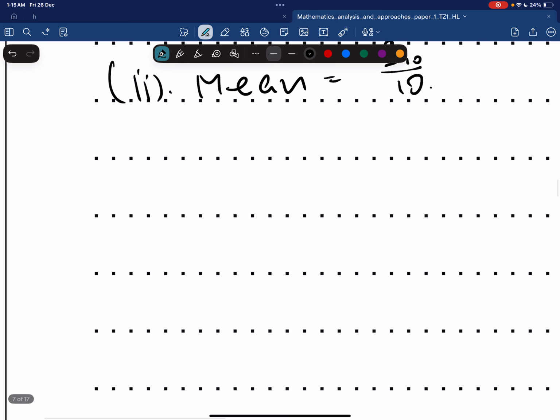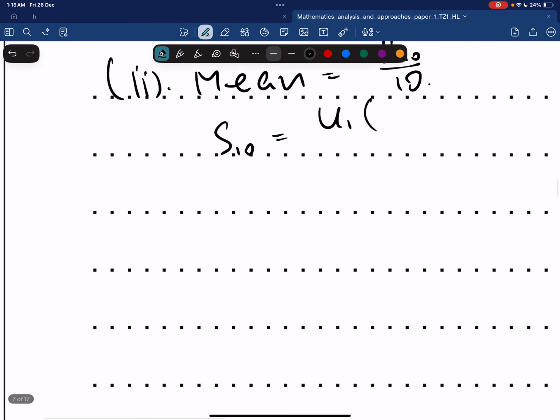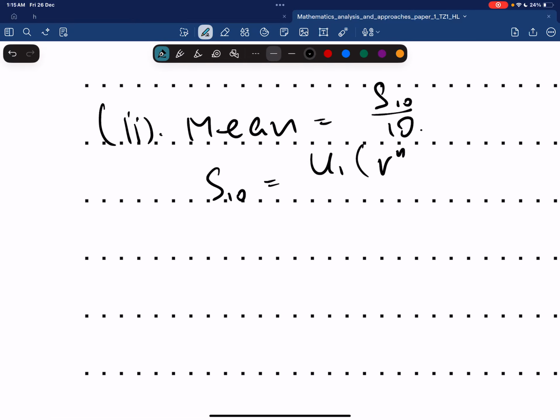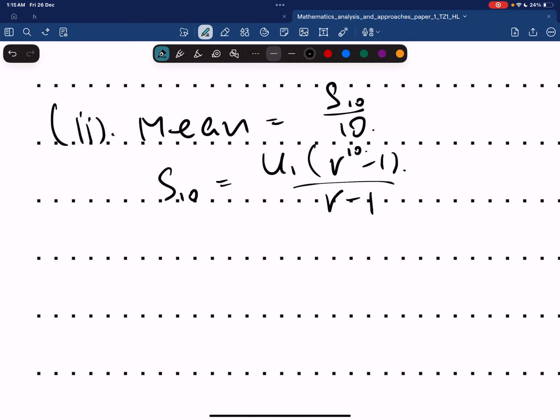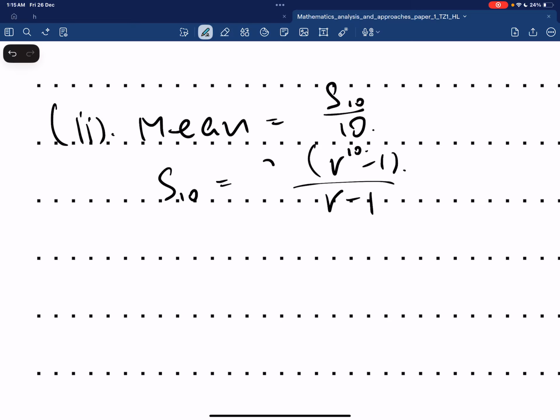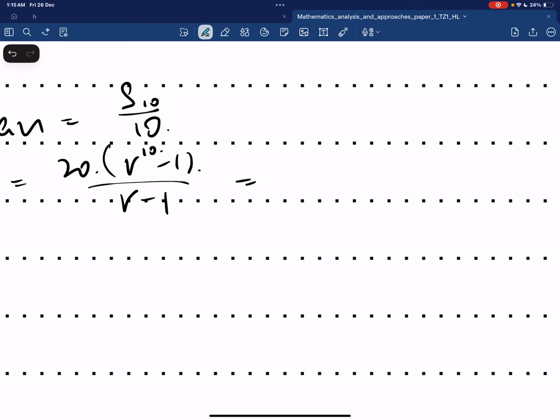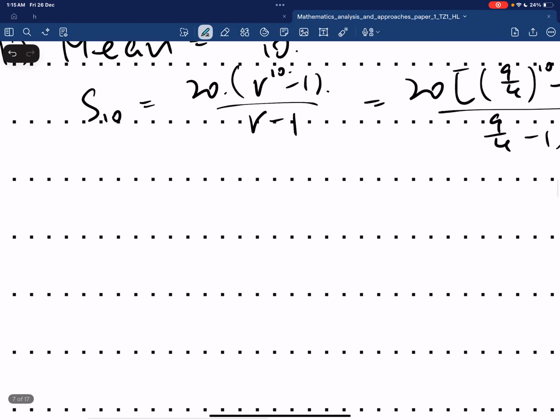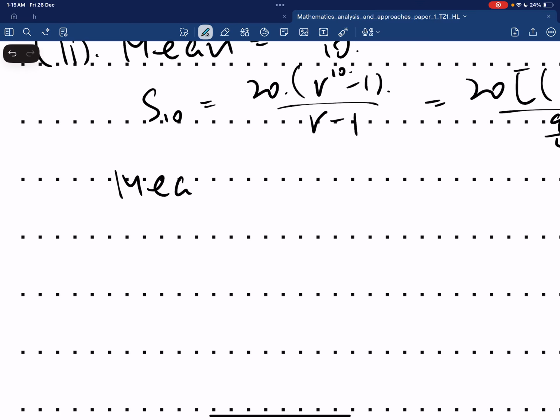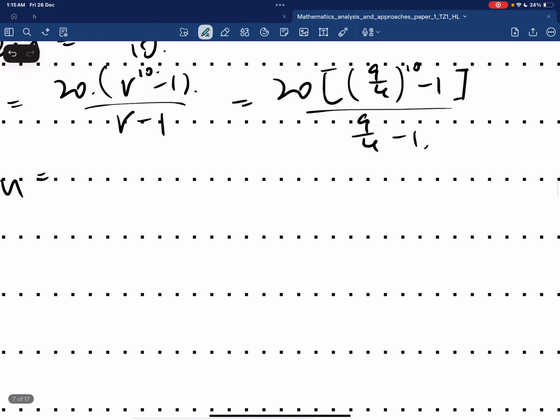And S10 is u1(r^n - 1)/(r - 1). But since n is 10, we will just write 10. And u1 we do know is 20. So one step further, let's substitute r now as well: (9/4)^10 - 1 over 9/4 - 1. So this would be the sum.